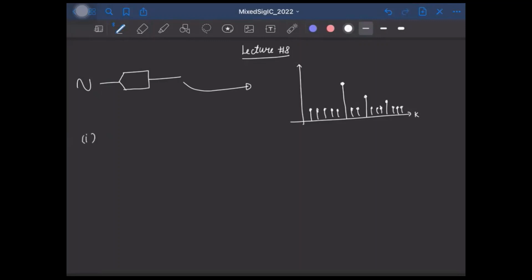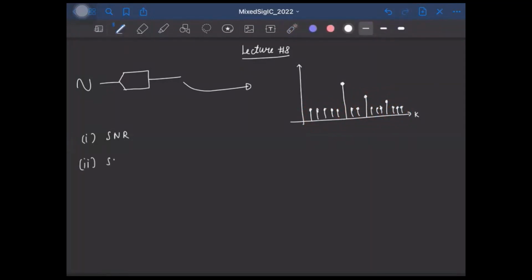We saw two metrics to characterize the ADC. One was the signal to noise ratio, where we take the ratio of the signal power, that is the magnitude of this bin, to the noise power, which is the sum of these bins. Okay. So here we do not include the strength of these harmonics.